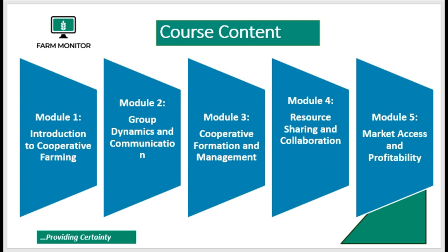So the course is divided into 5 modules. Module 1 discusses introduction to cooperative farming. Module 2 will give us insight into group dynamics and communication. Module 3 discusses cooperative formation and management. In Module 4, we'll be looking at resource sharing and collaboration, while Module 5 will discuss market access and profitability.